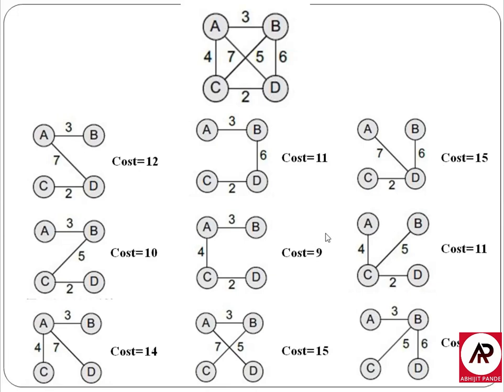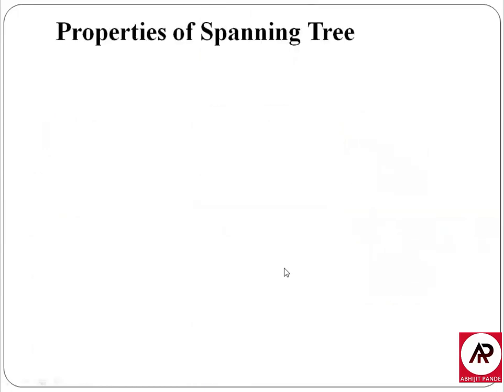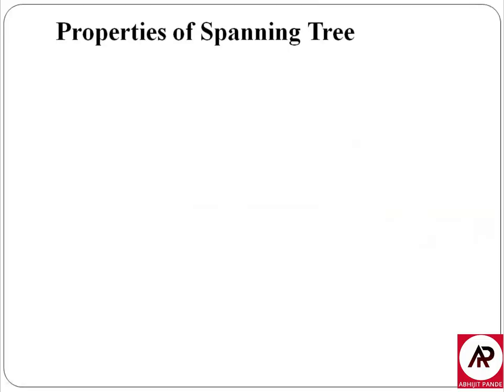is 9 and we want to draw a minimum spanning tree. That's why the spanning tree having the minimum cost is considered to be the minimum spanning tree. So for this example, the minimum cost is 9. So this is our minimum spanning tree. Let's discuss the properties of a spanning tree.